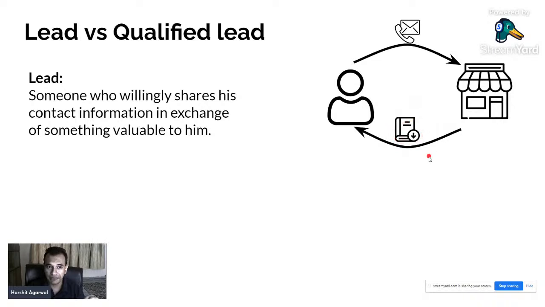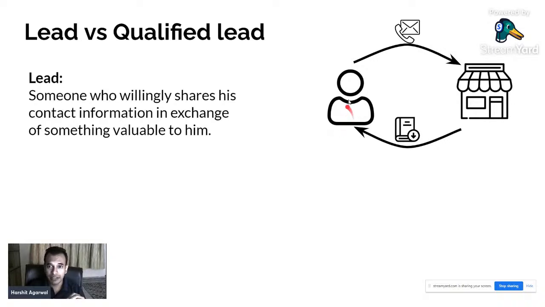Now this could be an ebook, this could be a useful video, it could be a quiz, it could be an assessment, it could be anything. It could be a calculator which calculates the budget for something. So anything of value to this person is given out by the business, and in exchange of that, the person gives out his contact information. The business can use this contact information to talk with this person further and perhaps pitch their product or service.